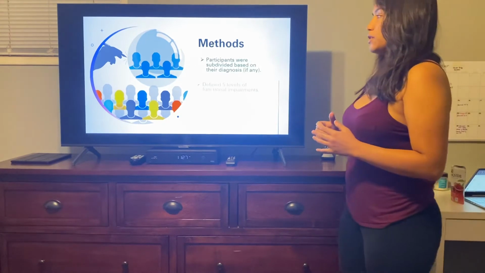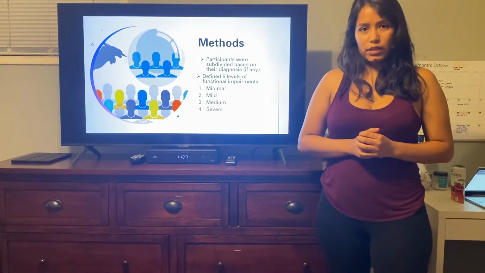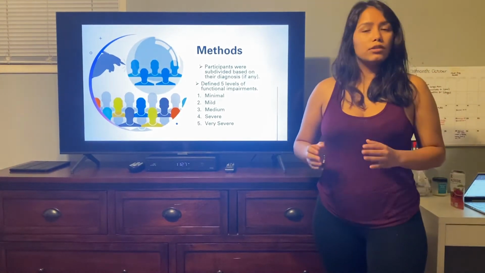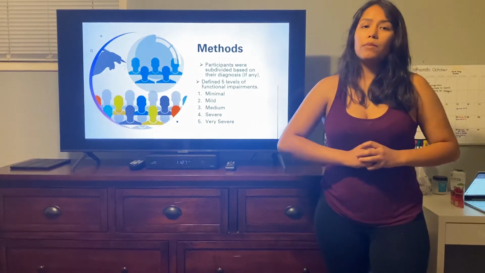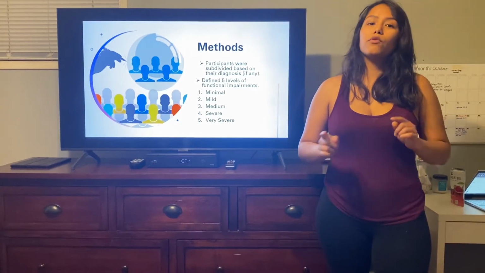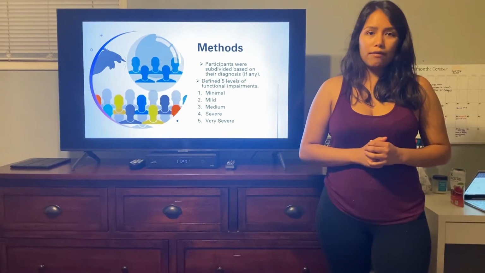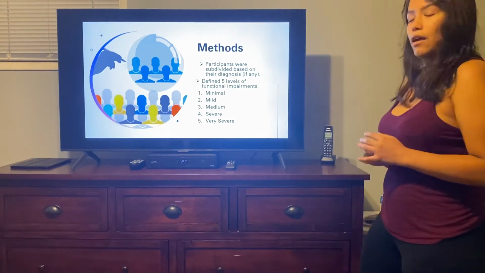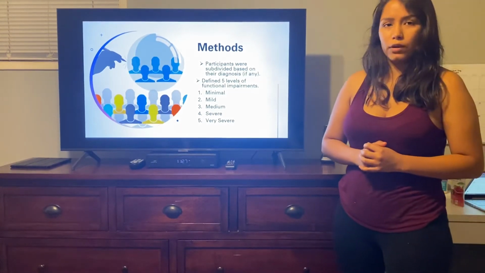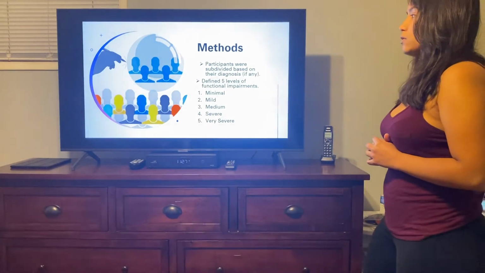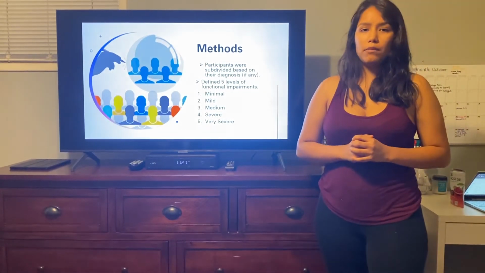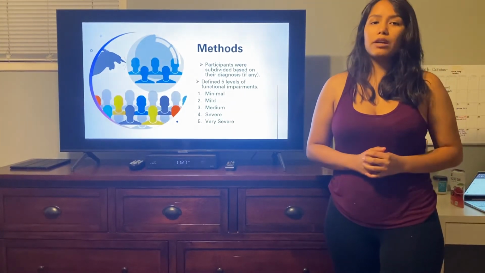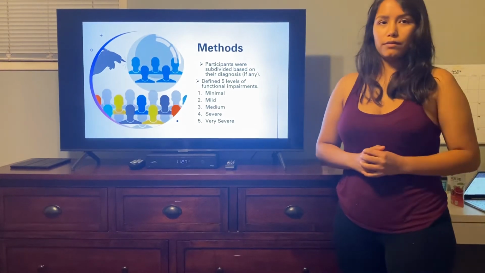Now, to further their study, what the researchers decided to do is subdivide their participants, categorizing them depending on their mental disorders, if they had any. For any participants that did have a mental disorder prior to the experiment, they needed to have it existing in their medical history for at least a year. Now, for the ones that did have a mental disorder and were labeled, they were defined in 5 levels of functional impairment. The first being minimal, the second being mild, the third being medium, the fourth being severe, and the 5th being very severe.